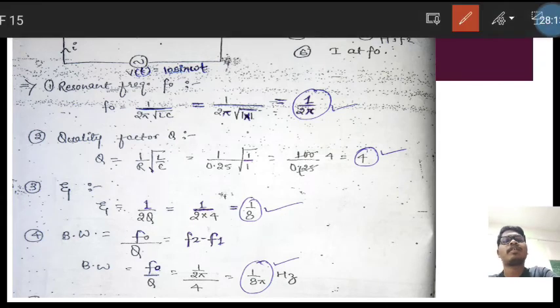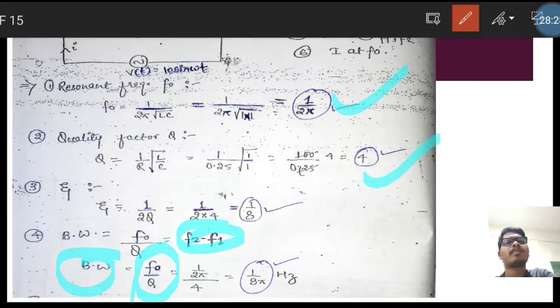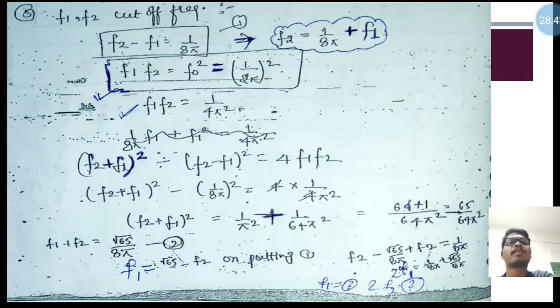so we know that bandwidth is f2 minus f1. So bandwidth is equal to f0 divided by Q. So f0 value we got from here, and Q quality factor value we got from here. So after taking both the quality factor and the resonance frequency, then you can find the bandwidth as 1 divided by 8 pi hertz. Okay, so it is clear to you.